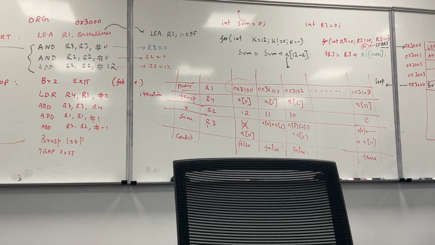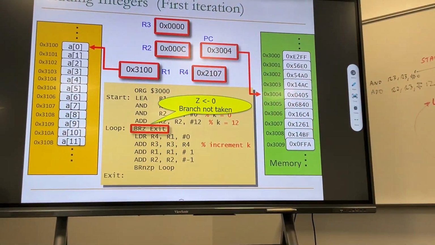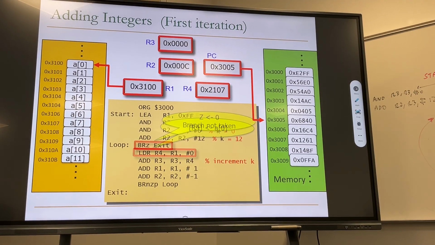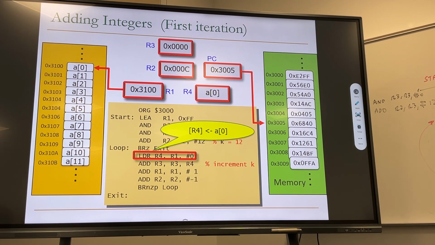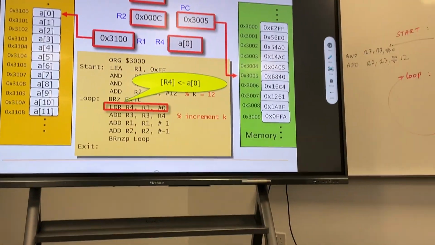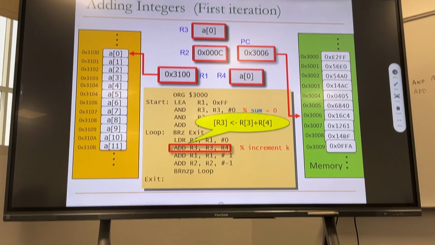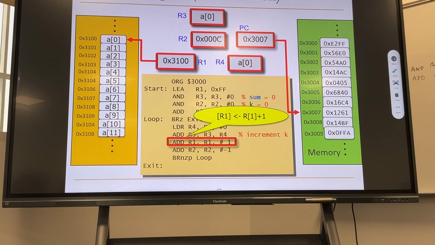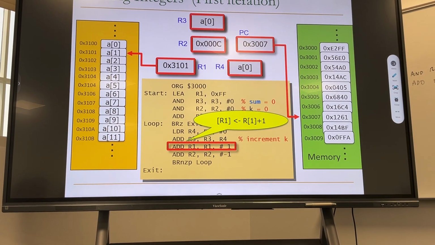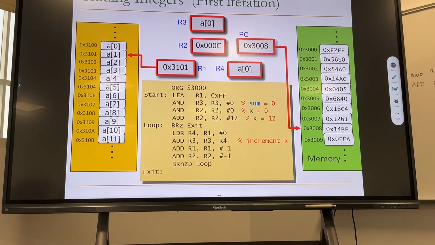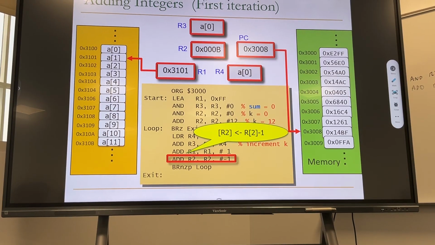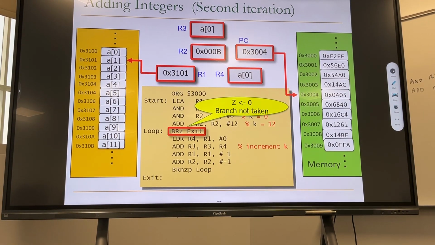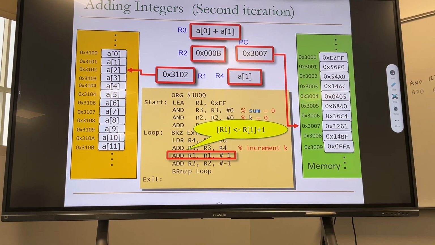The condition is true or false? False, because it's non-zero. Go to the next instruction. Add here R4. R4 will contain A0. Then add R3, R2 plus 3. So what is the value? It will become A0. Then we increment R1. R1 will point to the next element now. Then we decrement R2, and the loop will continue until the value is 0. We go back here and again do all these things.